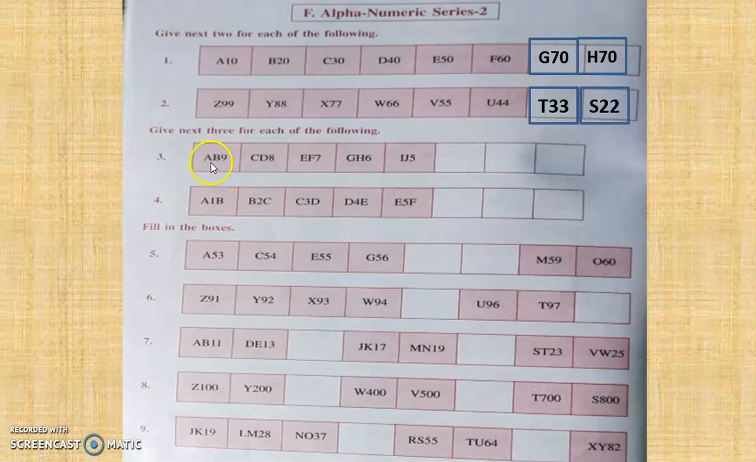Check over here. Here it is very easy. A, B, C, D, E, F, G, H, I, J is there. So J, K, L, M, N, O will come over here. But the numbers are reducing: 9, 8, 7, 6, 5. So again it has to come 4, 3, 2. So the answer will be K, L, M, N, O, P, 2. Is it clear?